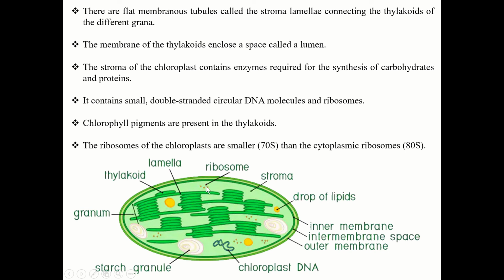Chlorophyll pigments are present in the thylakoid. The ribosomes of the chloroplast are smaller, 70S, than the cytoplasmic ribosomes, which are 80S. So the chloroplast ribosomes are 70S, whereas the cytoplasmic ribosomes of the cell are 80S.